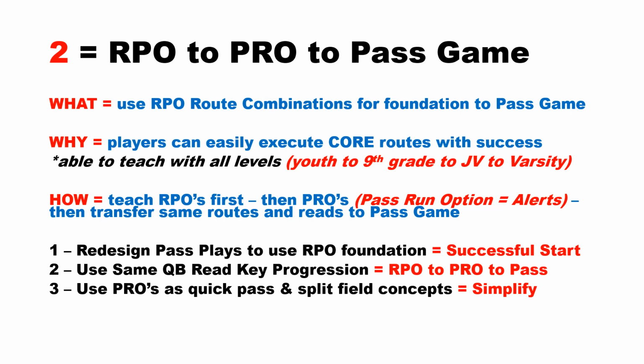Second, we want to look to simplify our overall structure. How you'll do this is making your RPO route concepts your foundation. Then we'll transition to PROs, which are pass run options. This is simply the quarterback thinking pass first now. And then last, we'll scaffold those routes into our drop back pass game. While we're doing this, players can easily execute core routes with success at all levels.